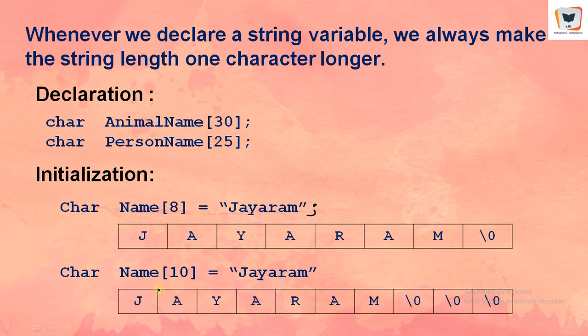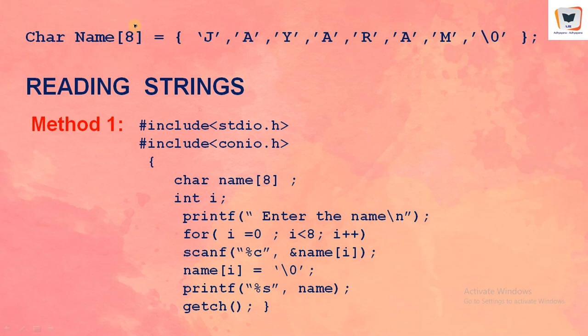This is another way of declaring, name[10]. Let us say we have superfluously added a few more spaces, but the string constant happens to be Jayaram again, consisting of only 7 characters. In such a case, the compiler is going to fill the redundant, extra spaces again with null characters. Therefore, whenever we initialize, it's better we leave it to the computer itself.